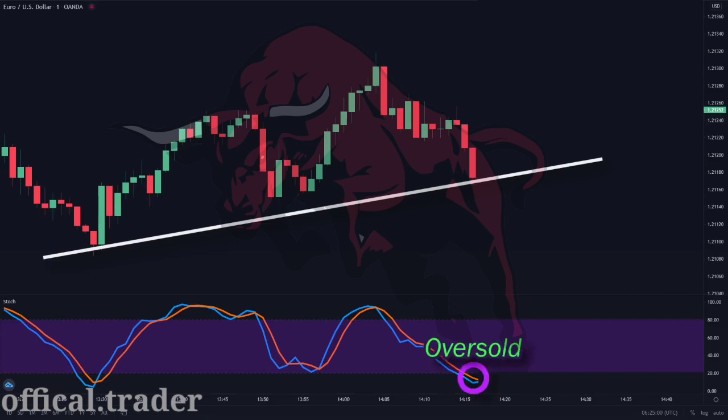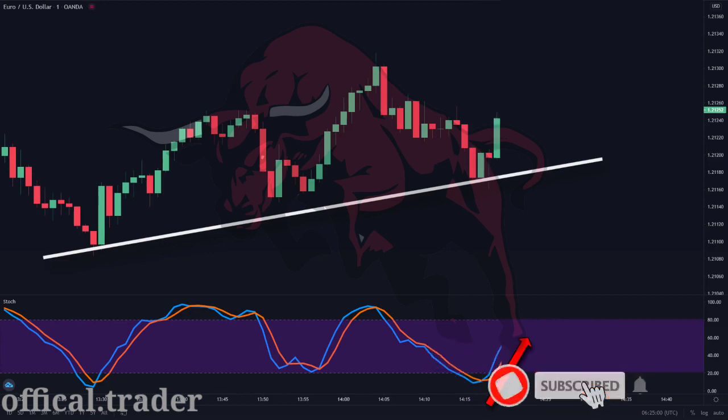And so you want to utilize the Stochastics to help us confirm the continuation pattern by waiting for it to cross back inside the oversold level. Once the pattern was confirmed, you take a buy position.